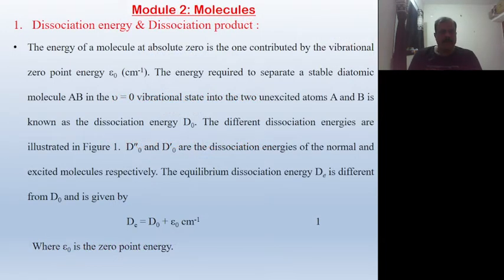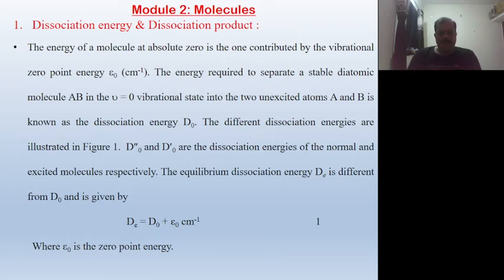Now, the dissociation energy of a molecule at absolute zero is the one contributed by the vibrational zero point energy epsilon 0. The unit is per centimeter. It is the energy required to separate a stable diatomic molecule into two atoms, A and B, from the vibrational state nu equal to 0, into two unexcited atoms A and B. A means the first atom and B means the second, that is the diatomic molecule. This is known as the dissociation energy D0.